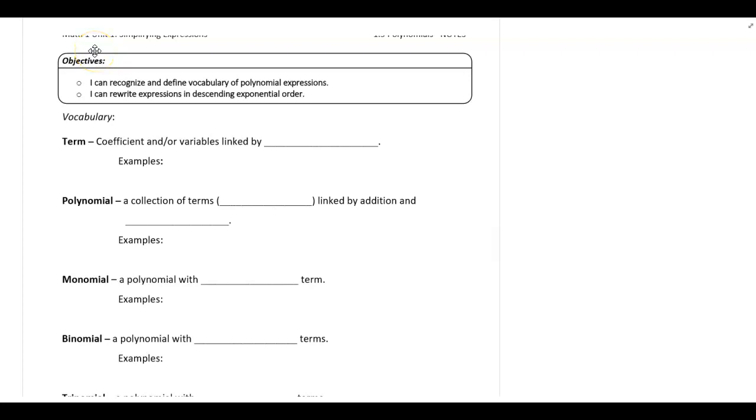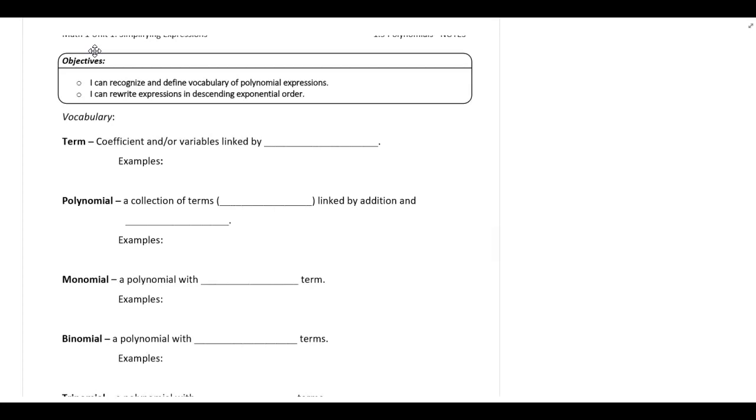Hello, Math 1 students. Today we're going to go over a lot of vocabulary for the next unit that is critical for understanding the directions and when a teacher is talking about something in class, knowing what they're referring to anytime you hear the word.